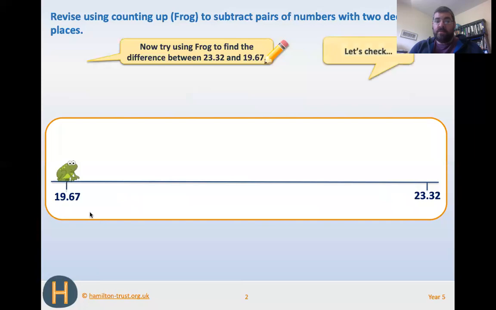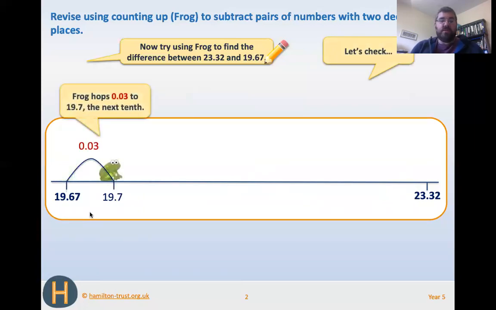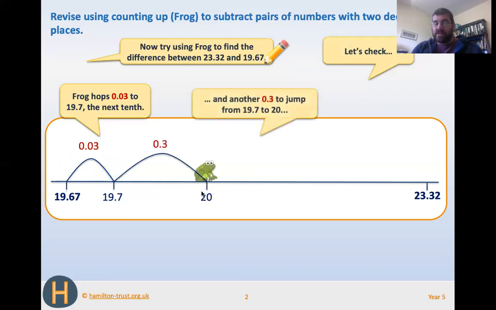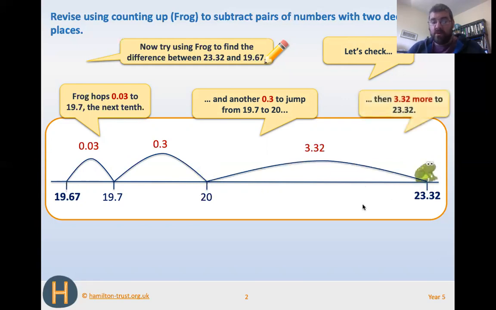He's going to jump 3 hundredths up to 19.7, and now he is going to go to the next unit, which is in fact the next ten. Oh my goodness, confusion. But we know how many tenths he's going to jump. From 19.7, he's going to jump 3 tenths to get to 20. Now you've got choices here. You could jump in some units, then some tenths, then some hundredths. But you know how to get from 20 to 23.32: you're just going to go all the way, 3.32 more, or 3 units, 3 tenths, and 2 hundredths.